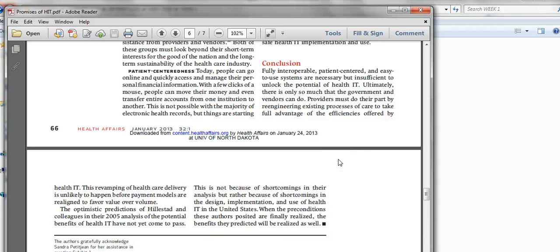So again, it talks about improving the design of technology, making sure that it's actually helping the patient rather than making complicated software systems that the doctors cannot use.